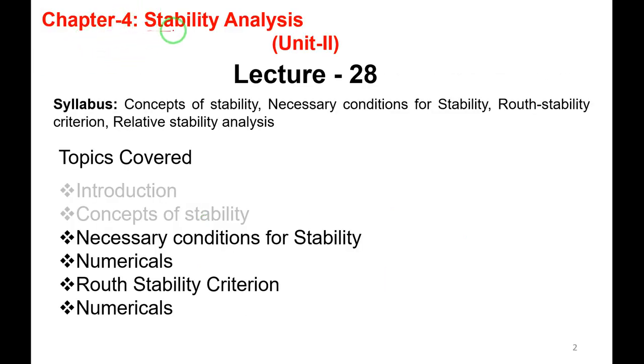We have started the fourth chapter, stability analysis. There are several ways of finding the stability of a system. Some graphical techniques and some mathematical techniques are there to find out the stability of a system. In this chapter, we will see one of the mathematical techniques to find out the stability of the system. That we call the Routh stability criteria. That we'll be seeing.